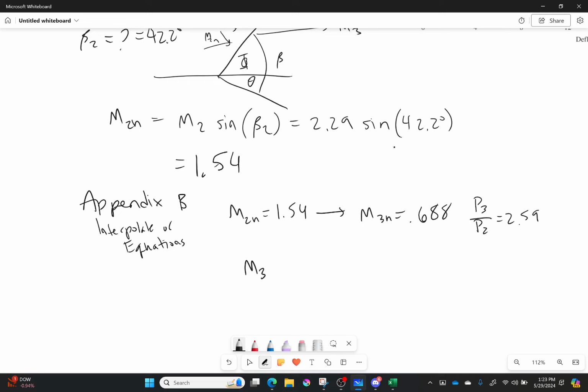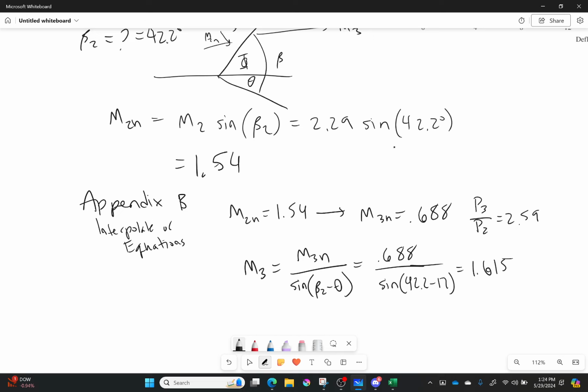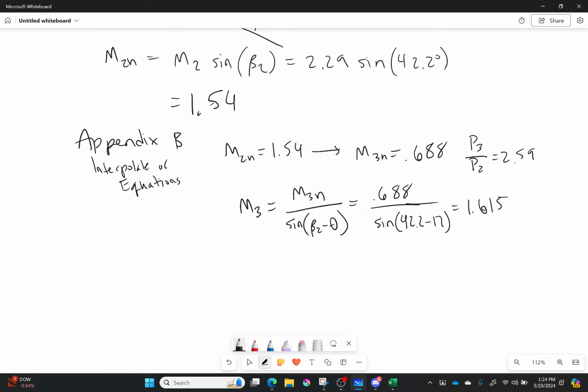So M3 is going to be equal to M3 normal over sine of beta 2 minus theta 2, which is just the same as theta. Yep. So that would be equal to 0.688 over sine of 42.2 minus 17, which is 1.615. So even though I've gone through 2 shock waves so far, I am still supersonic. So that's the magic of oblique shock waves. I'm increasing my pressure dramatically, but I'm supersonic still at the end.